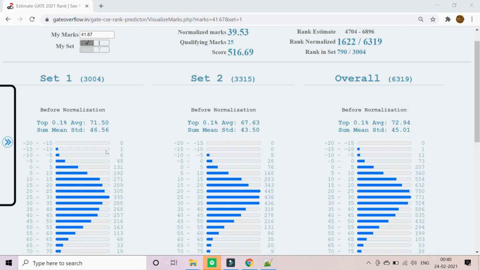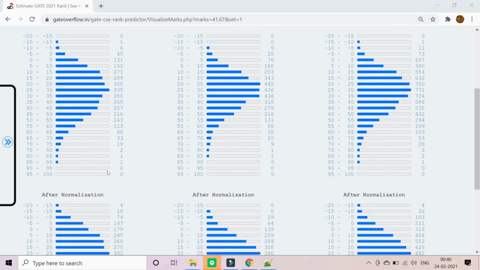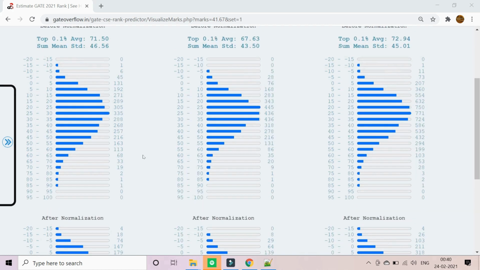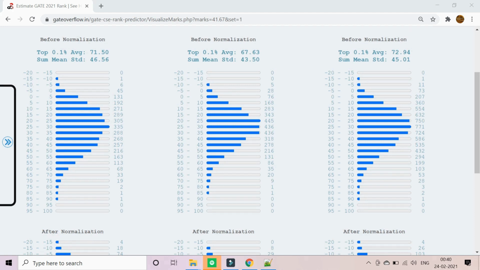Here the marks interval is 5. In the range of 85 to 90, it is 1. And in the range of 80 to 85, also there is 1 person in set 1. Whereas in set 2, between the range of 80 and 85, there is 1 person, and 75 to 80, also there is 1 person. Coming to overall, 85 to 90, there is only 1 person, which is from set 1, and in the range of 80 to 85 there are 2 people from set 1 and set 2.